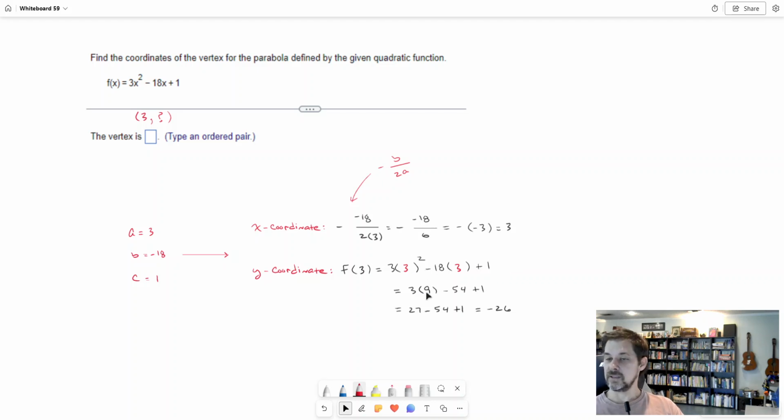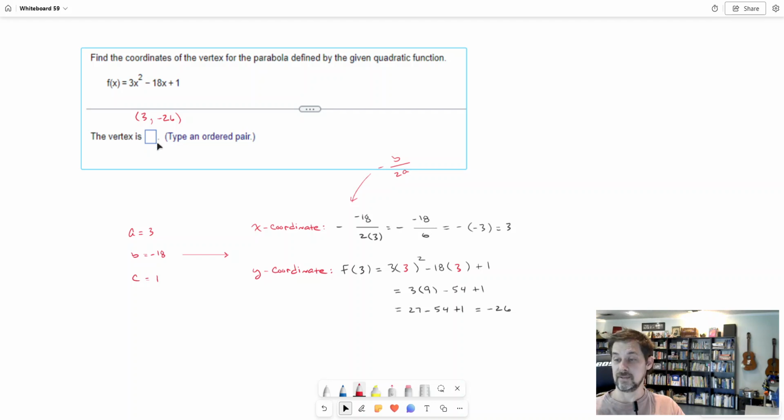3 squared is 9. 18 times 3 is 54. 3 times 9 is 27. So I get 27 minus 54 plus 1. That's negative 26. Okay. So I've got what I want. That y-coordinate for the vertex is negative 26. And that's a point. That's something that I could graph. So on and so forth. All right. As far as just identifying the vertex, that's it though.